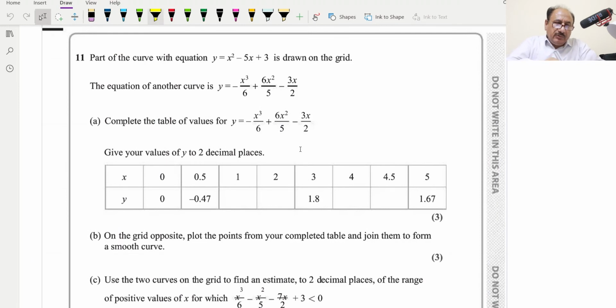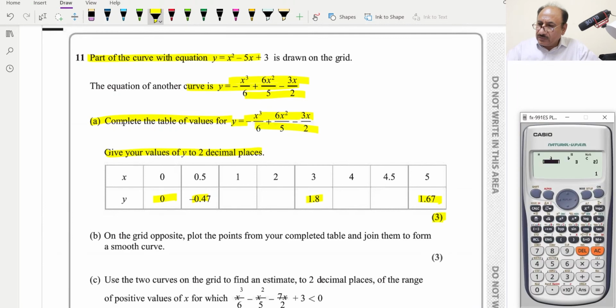Question number 11. Part of the curve with equation y is equal to x squared minus 5x plus 3 is drawn on the grid. The equation of another curve is this one. Complete the table of values. Y is equal to this one. In the table of values, we have to provide y to 2 decimal places, and some values they have already provided, and we have to complete this table. This is a 3-mark question, very easy. We can use a calculator for this.